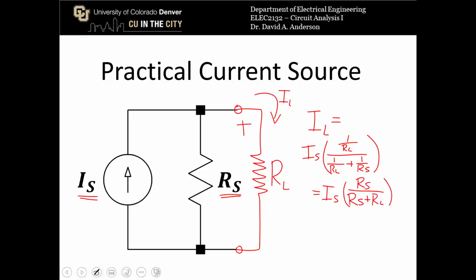The voltage delivered to the load is I sub L times R sub L, which is going to be I sub S times R sub S divided by R sub S plus R sub L, times R sub L.